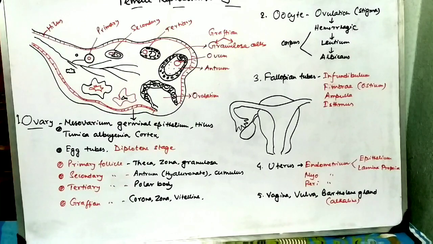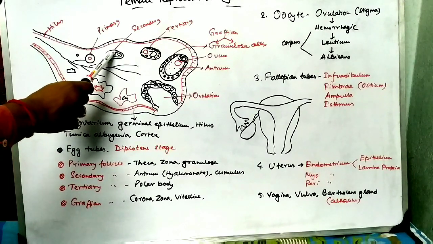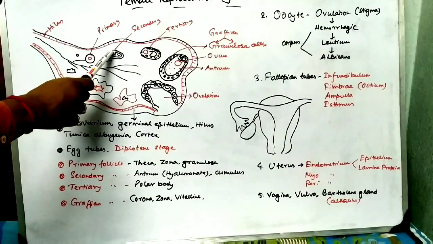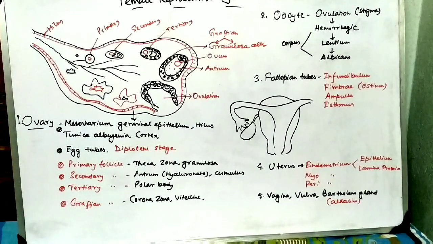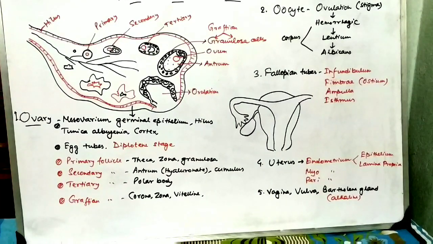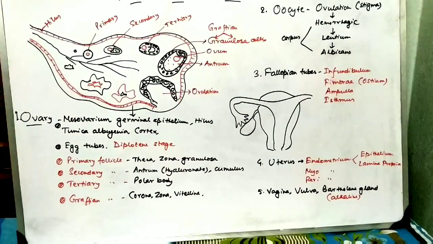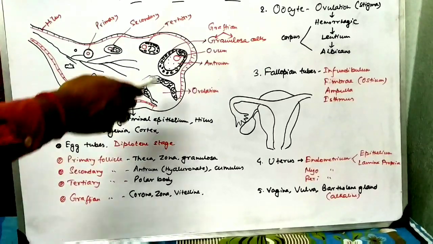And the cumulus oophorus. The cumulus oophorus is a layer through which the ovum or the oocyte is attached with the granulosa cells. So this region will form the cumulus oophorus. So the primary structure of the cumulus oophorus will be formed at the secondary follicle. Now the secondary follicle will form the tertiary follicle.